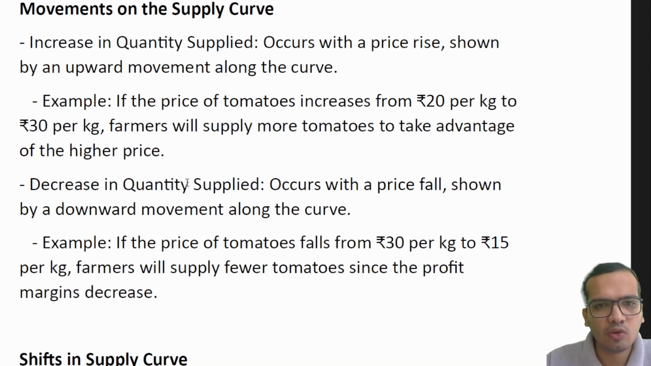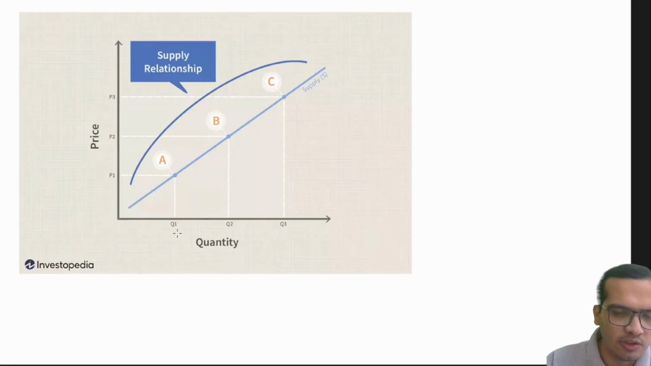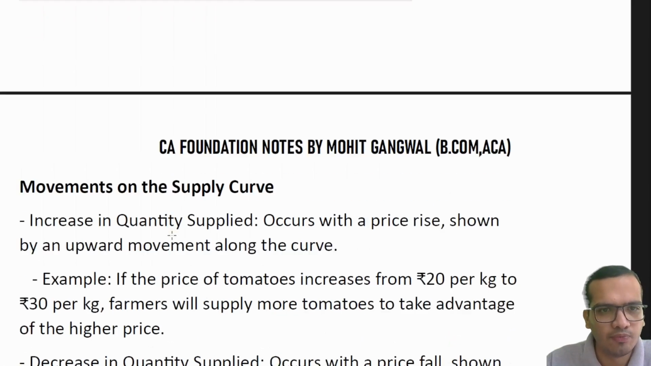Second, decrease in quantity supplied occurs with a price fall, shown by a downward movement along the curve. Example: if the price of tomato falls from rupees 30 to rupees 15, farmers will supply fewer tomatoes since the profit margins are decreasing. So in our example, consider that the price falls from P2 to P1, then the supply quantity will also be reduced from Q2 to Q1.